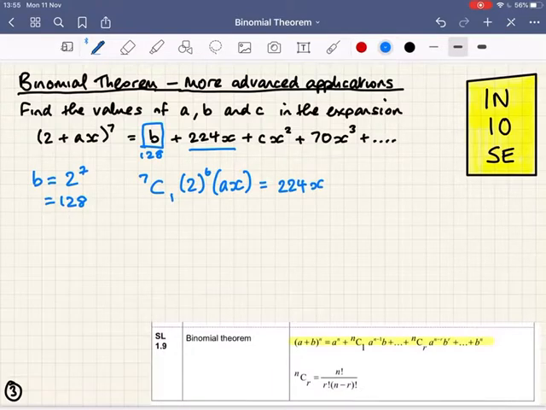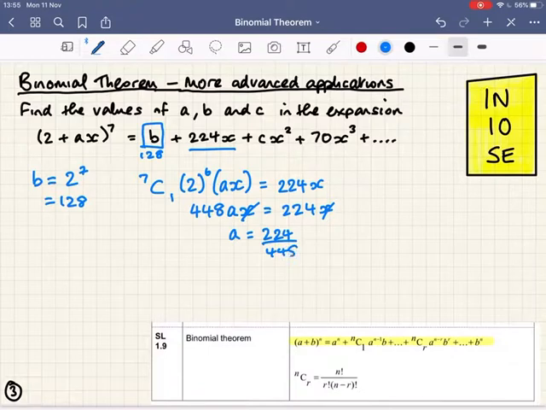Working through with the calculator, if I multiply 7C1 by 2 to the power of 6, it equals 448. I end up with 448ax equals 224x. I can get rid of the x's: 448a equals 224, so a must be 224 over 448, which is a half. So I've got my value there. Let's just highlight the answers we've got: b equals 128, a equals a half, so the examiner can see that we've worked those out.